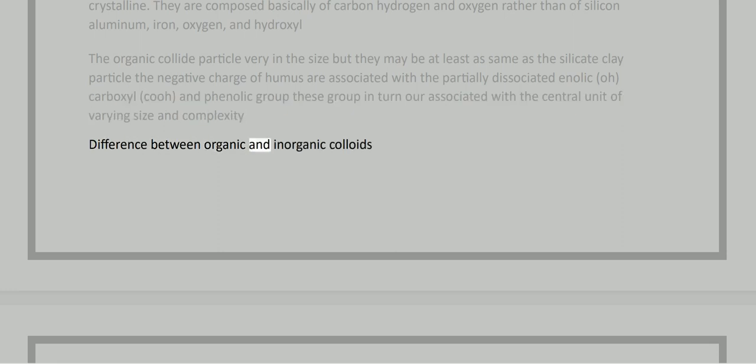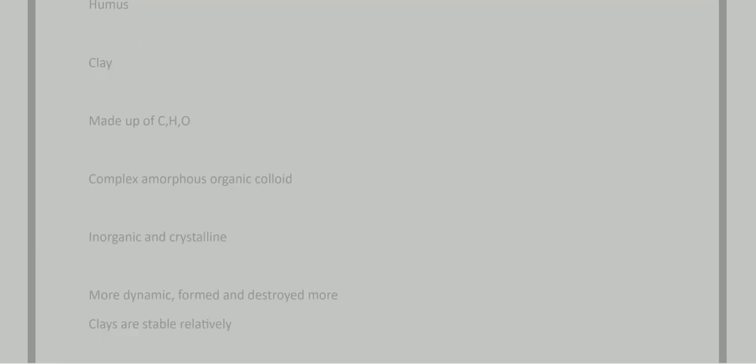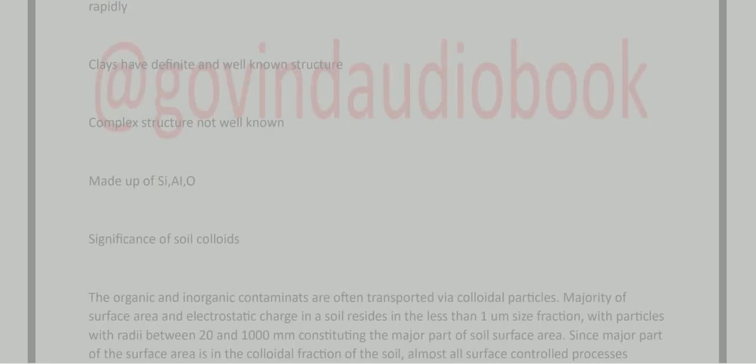Difference between organic and inorganic colloids. Humus is made up of a CHO complex, an amorphous organic colloid, and is more dynamic, formed and destroyed more rapidly. Clays are inorganic and crystalline, and are relatively stable. Clays have a definite and well-known structure, while humus has a complex structure that is not well known, made up of C, H, and O.